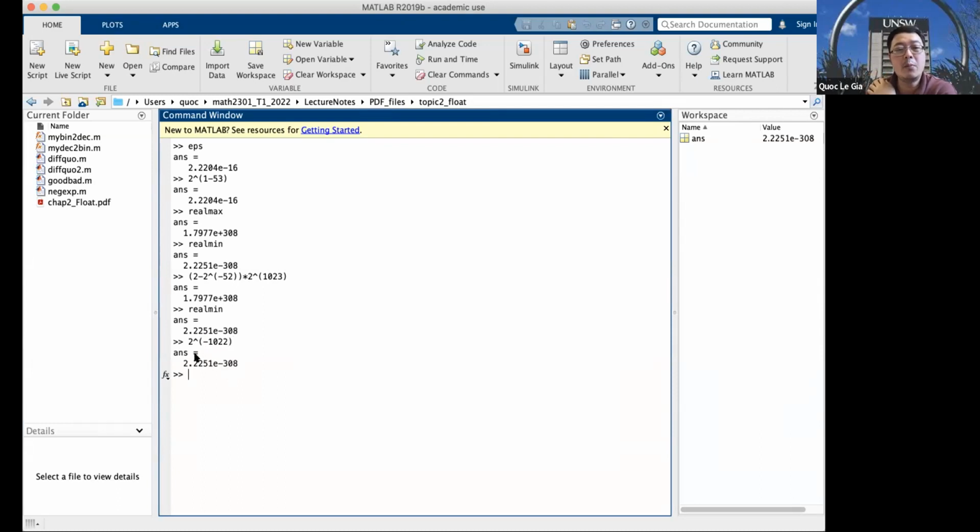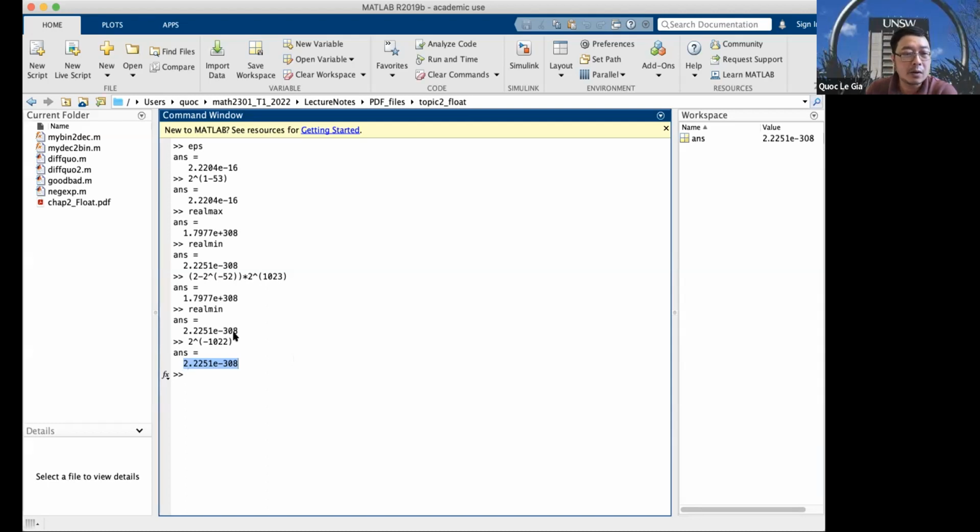So real min is only 2 to the minus 1022, that's why they're identical here. Real min is 2 to the minus 1022 because it is the minimal normalized floating point number. So that's why it's not equal to 0.